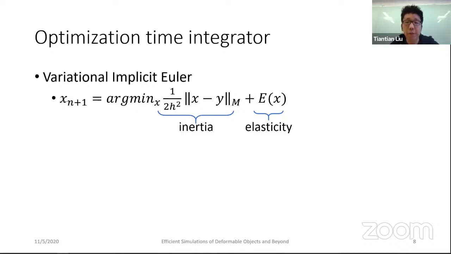Here, x is the position of all the vertices we simulate. y is an aggregated vector that encodes the current position, velocity, and maybe the external forces as well for the system. And E is the elastic energy of the object. The entire potential g(x) is sometimes referred to as an incremental potential. As long as we can find a compromise between the inertia term and the elastic term to minimize the incremental potential, we will find our solution.